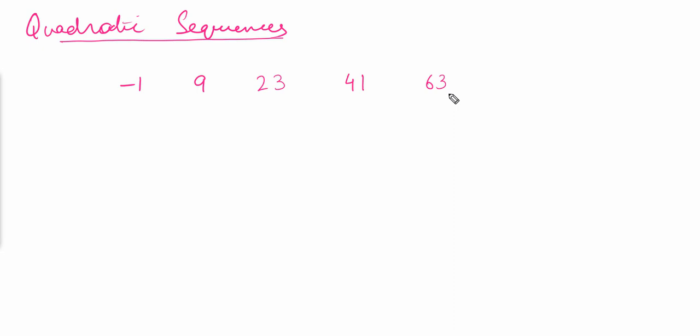What's interesting in the quadratic sequence is that there is no common difference in it, there is no common ratio in it, but the second common difference is equal. So let's see how we can find out the second common difference. When we subtract 9 minus -1, we will get 10. 23 minus 9 gives 14. 41 minus 23 gives 18. And 63 minus 41 gives 22. So these are the first differences.